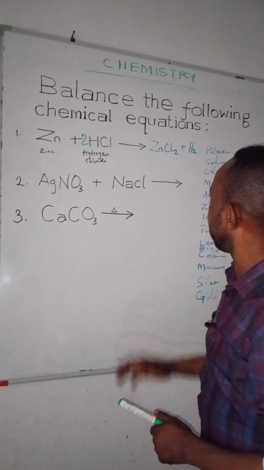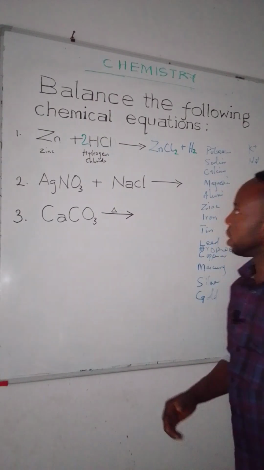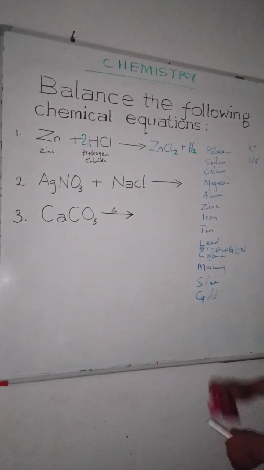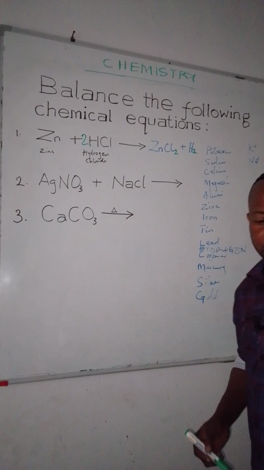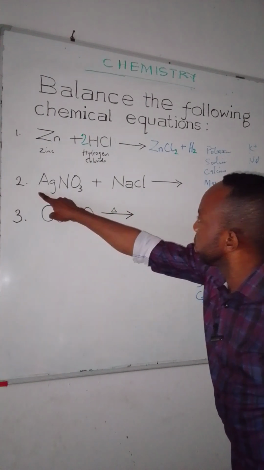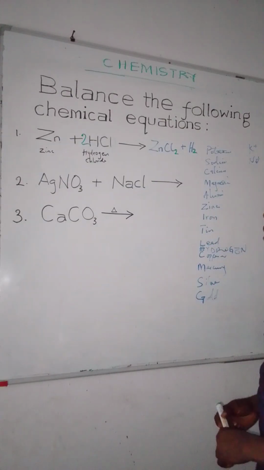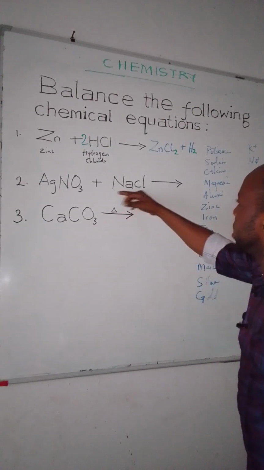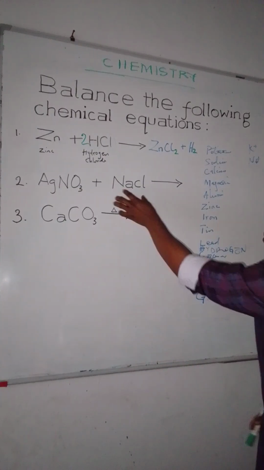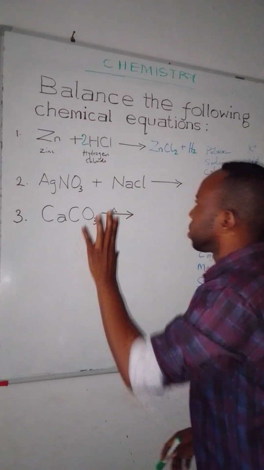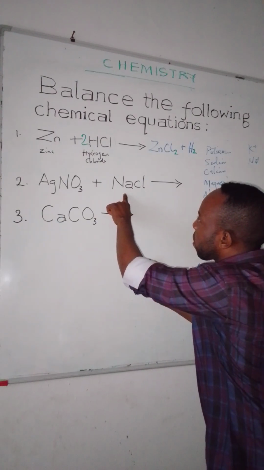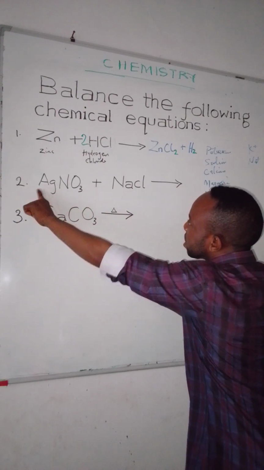Now, the next one is silver nitrate plus sodium chloride. When silver nitrate reacts with sodium chloride, the same happens. This is a metal, sodium. This is also a metal, silver. Which of these metals is higher? So what will happen now is sodium. This is called double replacement. Sodium, we go and chase silver away.